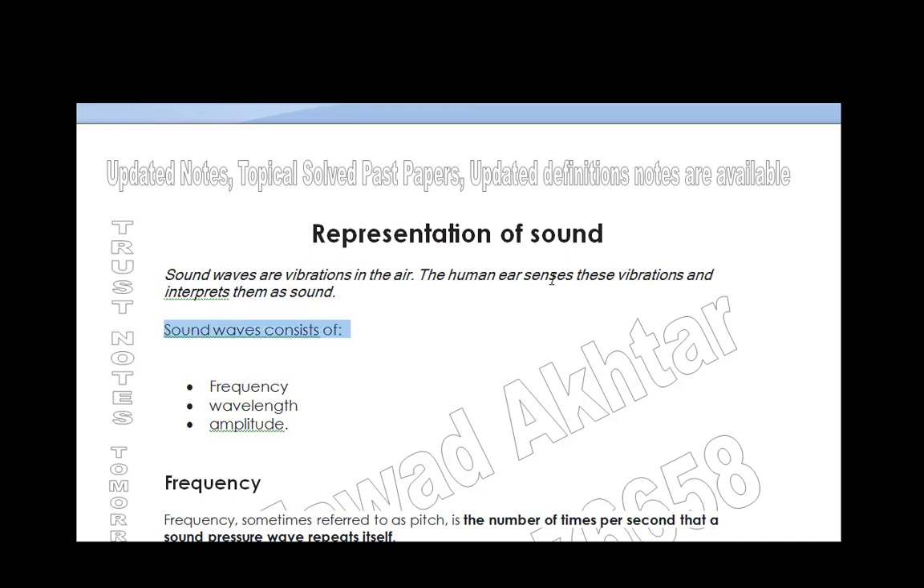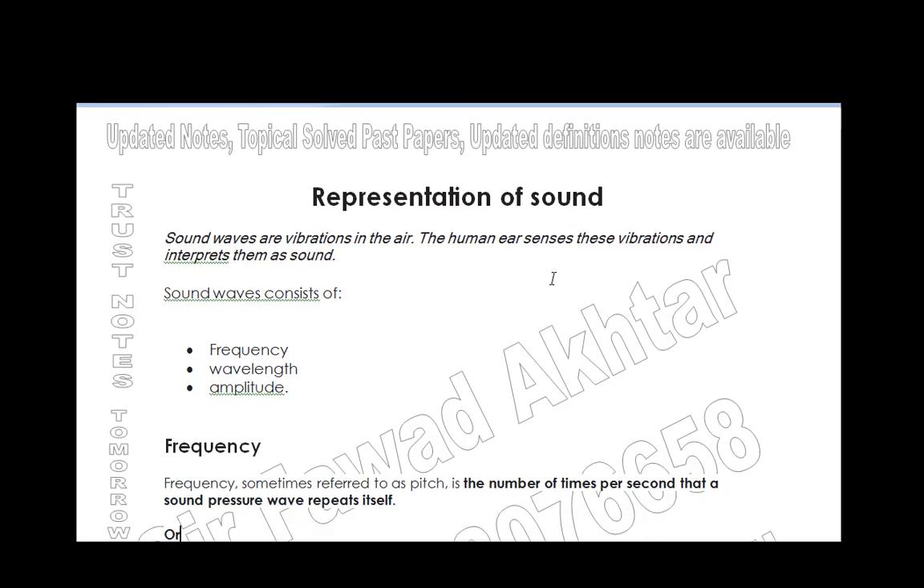So these sound waves consist of three most important factors. One is the frequency, another is the wavelength, and the last one is the amplitude. Because we have already discussed that sound waves are vibrations in the air, and we interpret these vibrations as a particular sound. It could be a water drop sound, the rain sound, a whistle, a guitar, any musical instrument, or someone calling our name, which is also a sound. So sound waves consist of these three most important factors.